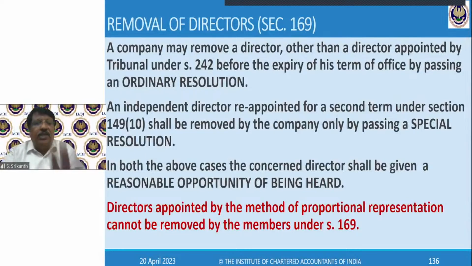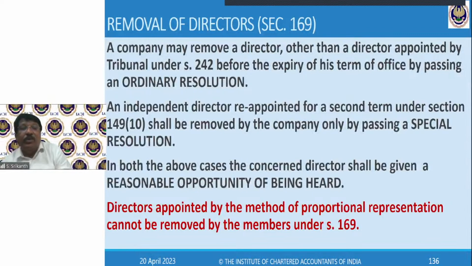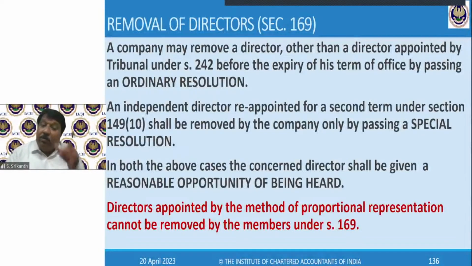But as per the section, if you want to remove an independent director, during the first term of office, an ordinary resolution; for the second term, only by passing a special resolution. So one thing you should understand, an independent director can be removed. But a small shareholder director cannot be removed. Got it?